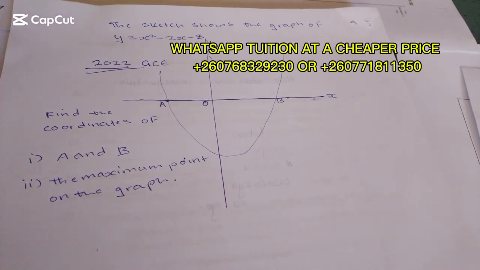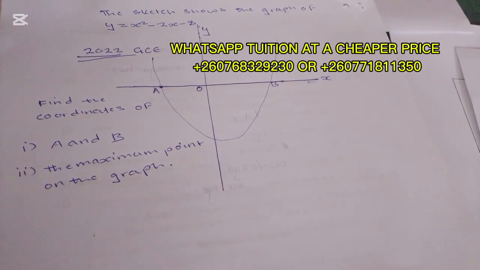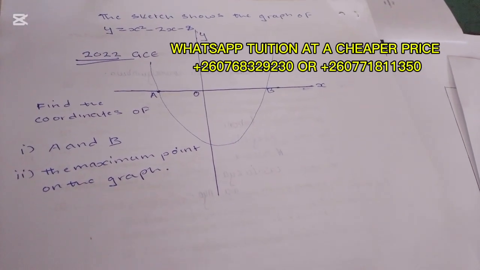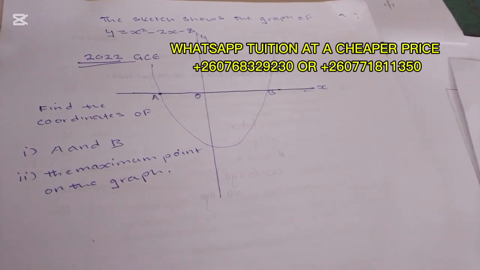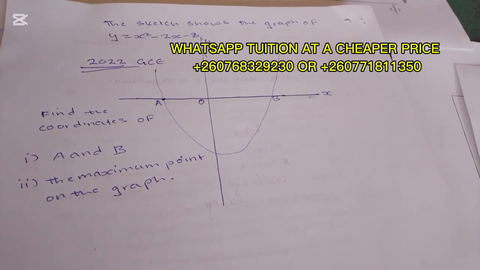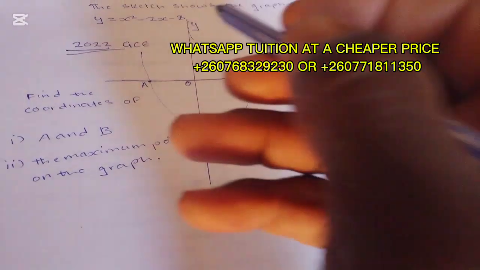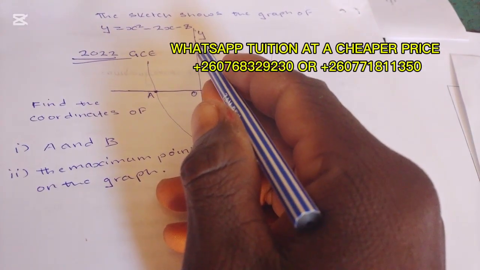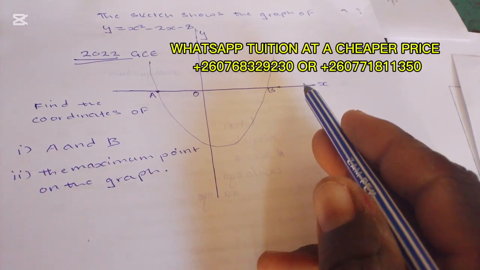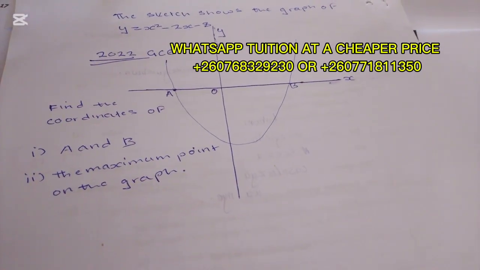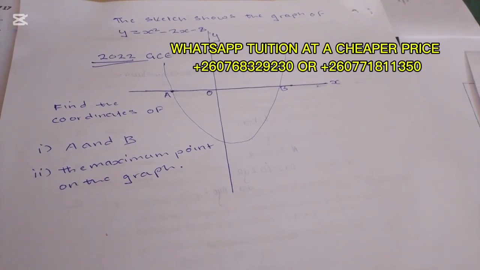Everyone, I invite you to this question which was written in 2022 GCE. The question reads, the sketch shows the graph of y is equal to x squared minus 2x minus 8. This is the y-axis and this is the x-axis. Now the question reads, find the coordinates of A and B.